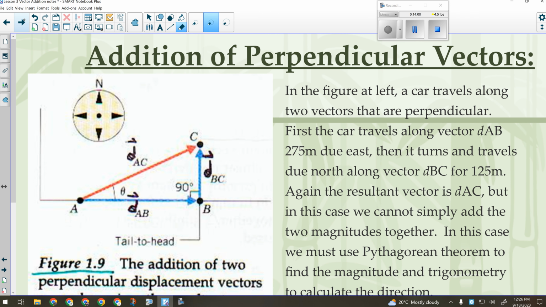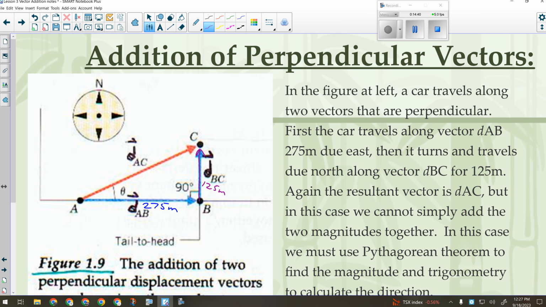All right, so let's say we do this. First, we go 275 meters due east. And then we turn and go north 125 meters. My distance traveled is still 400 meters. But now my change in position is less than that. So I went 275 meters east, then I turned and went 125 meters north. How do I figure out which line on there represents my displacement?